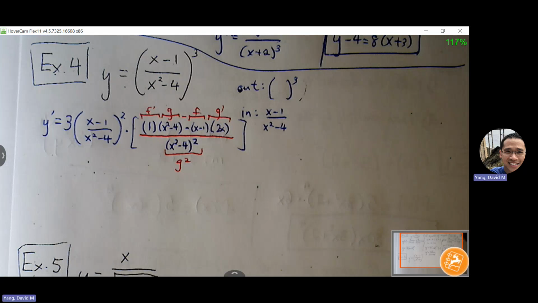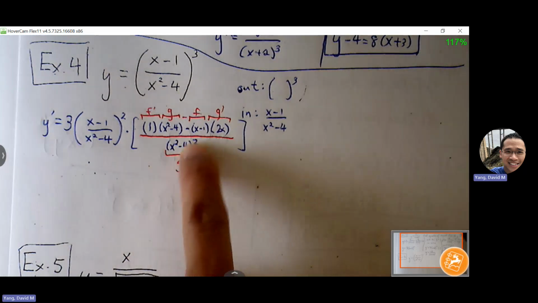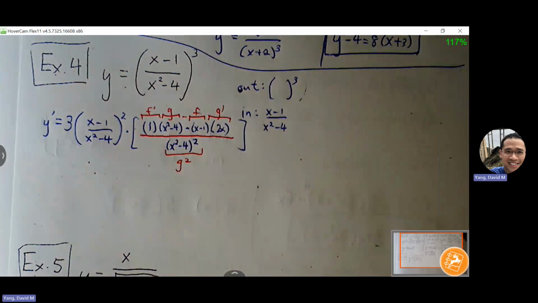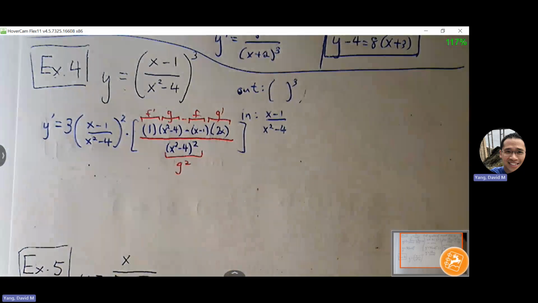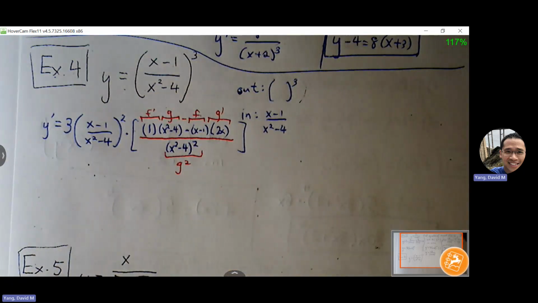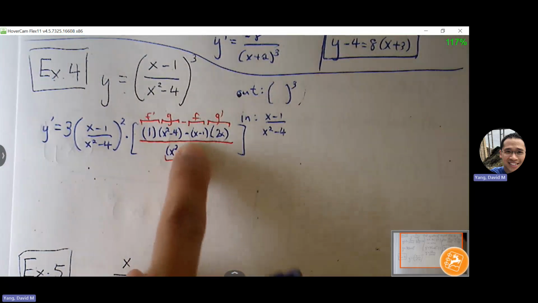Can you FOIL it if it's to the second? We could, but we don't want to, because if we do, we lose the ability to find things easier in the future. Unless it's x squared minus 4 squared and you're trying to find the derivative just using power rule, but if it's quotient rule, leave the denominator alone. This is set. This is where you want it to be.